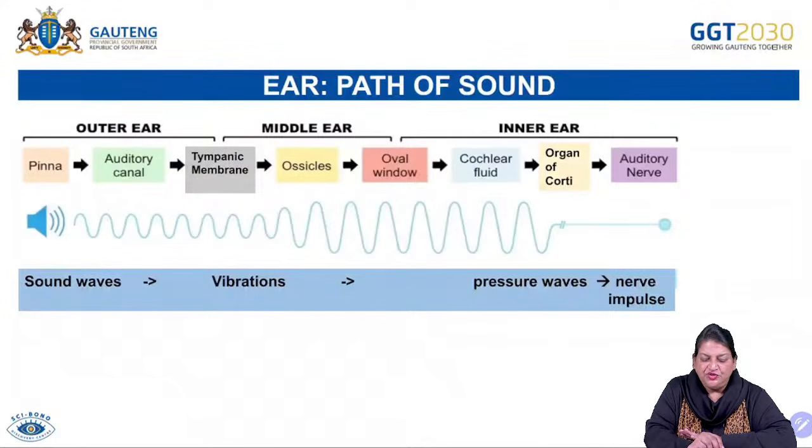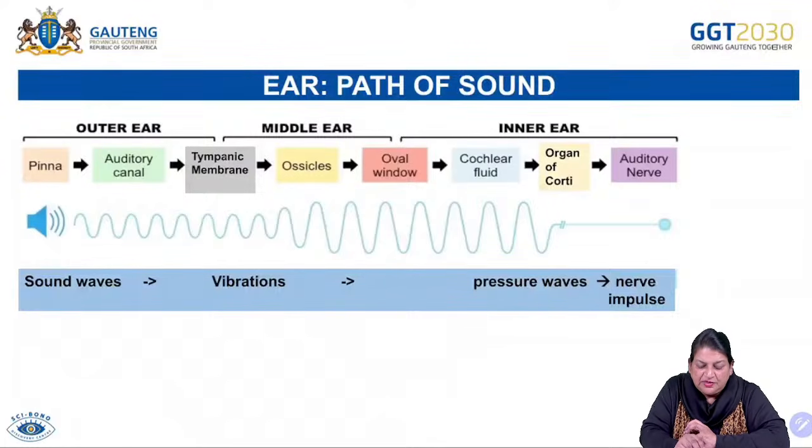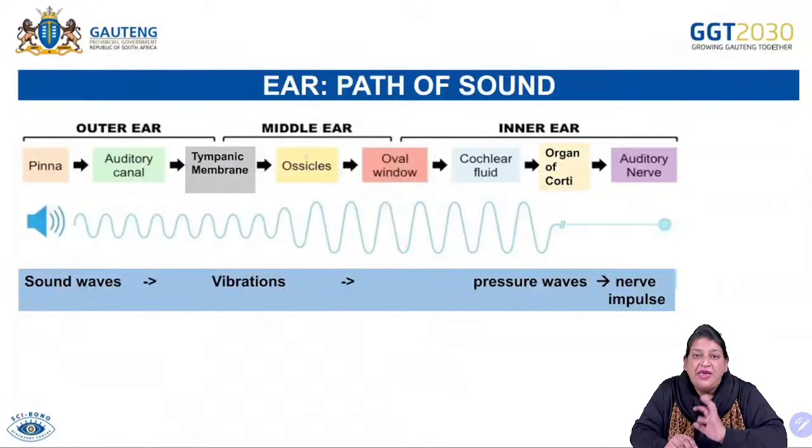This is simple, children. We talk about the pinna trapping the sound waves, passes it to the auditory canal, which causes the tympanic membrane to vibrate. The ossicles then are the malleus, incus, stapes. You must know it like that.